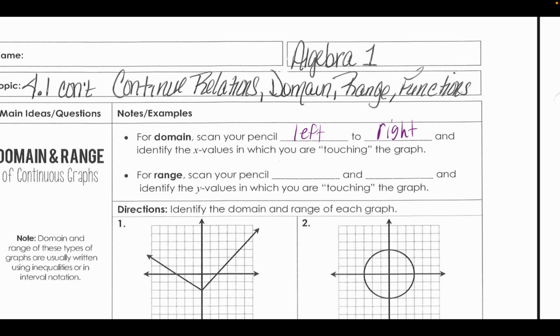Range, scan your pencil bottom to top, and identify the y values that are touching or on the graph. And the reason it's bottom to top is, once again, we want the least to greatest for the y values, and the lowest y values are at the bottom, where the highest y values are at the top.